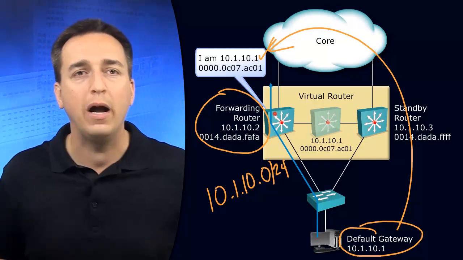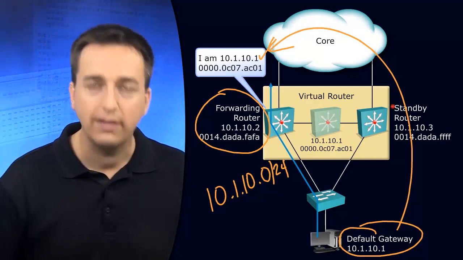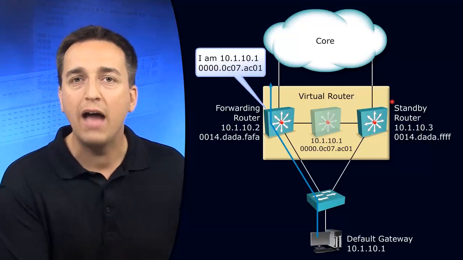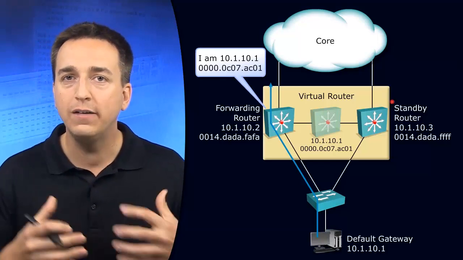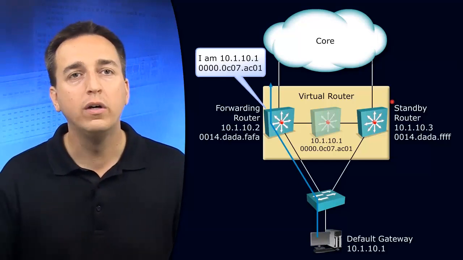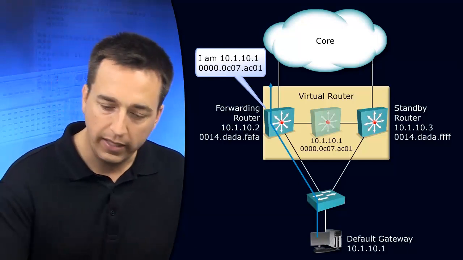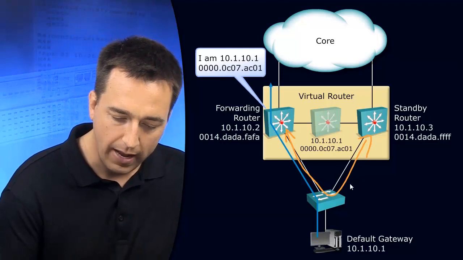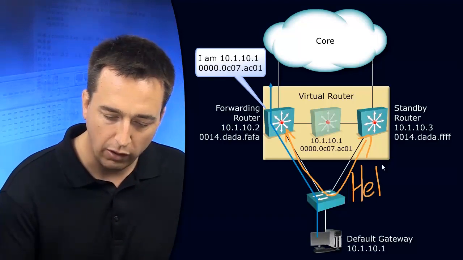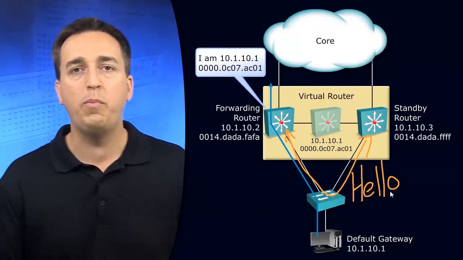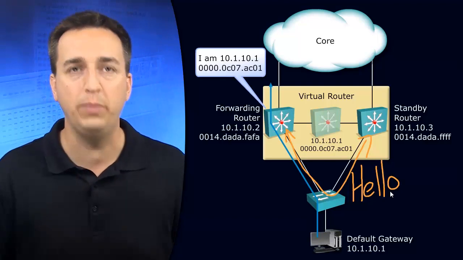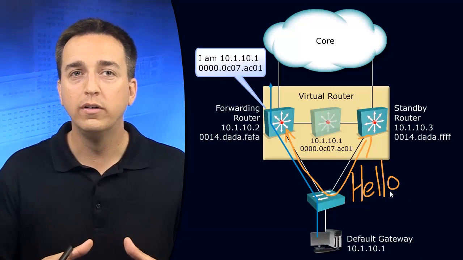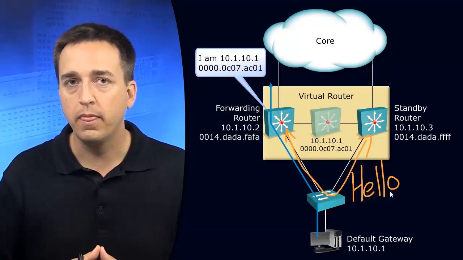Now, what's the other router doing? The other router is acting as a standby router. It's waiting for that forwarding router to fail. Now, how does it know that the forwarding router exists? Because between these two routers, back and forth, they send hello packets. The hello packets are essentially a heartbeat, so that these two routers know that they exist.